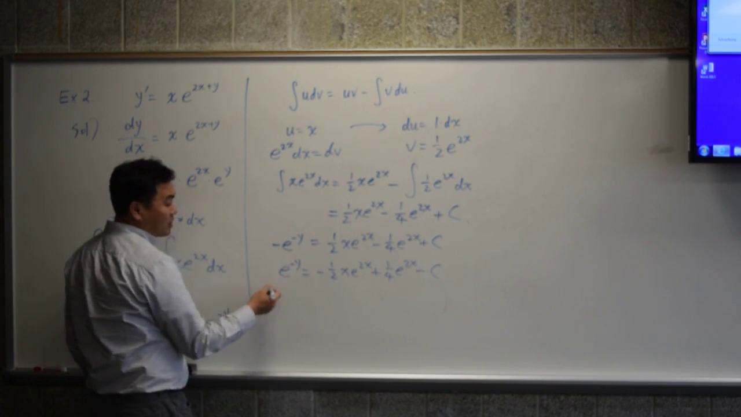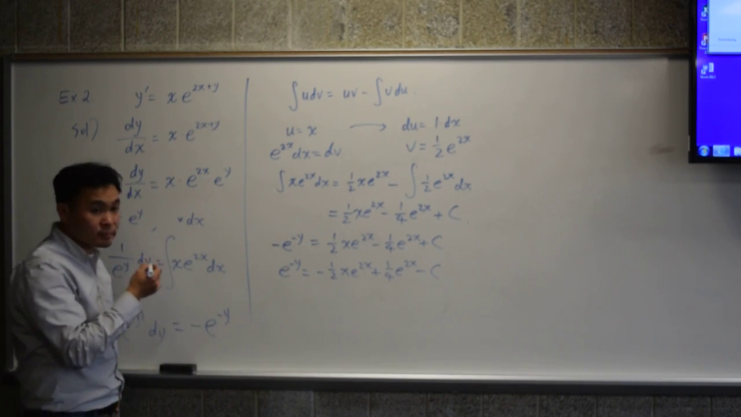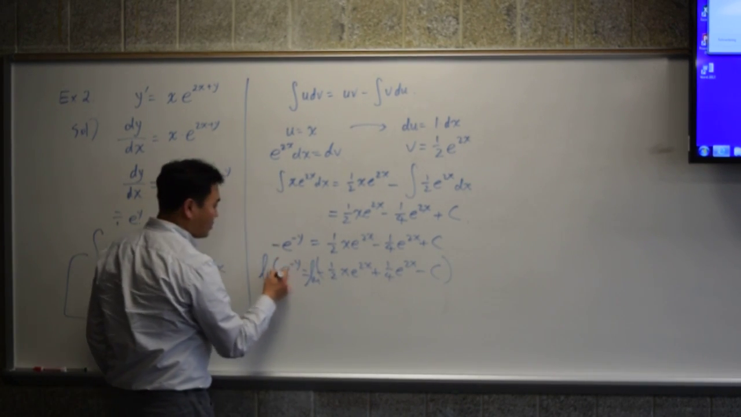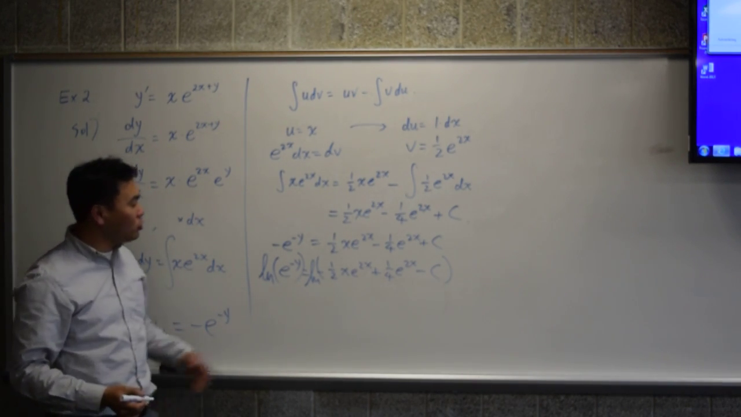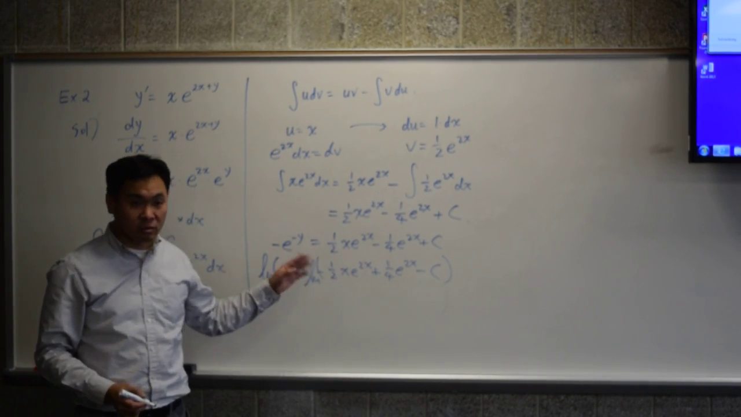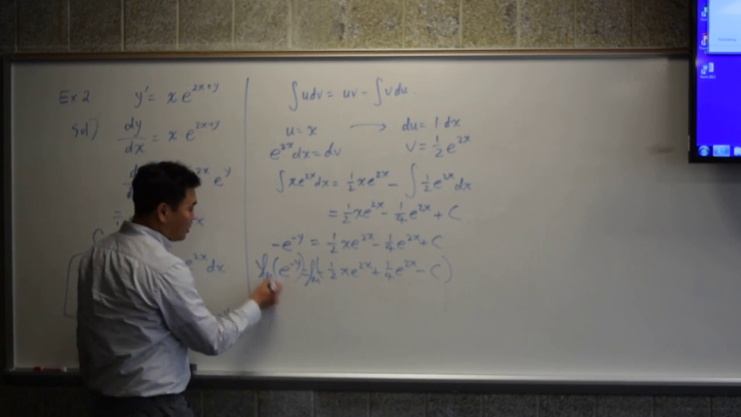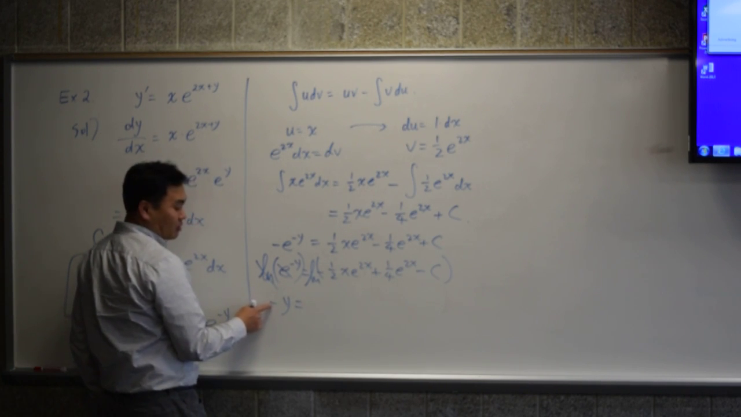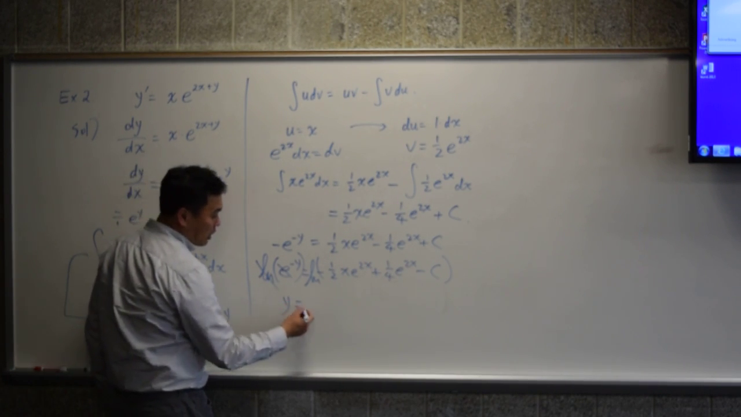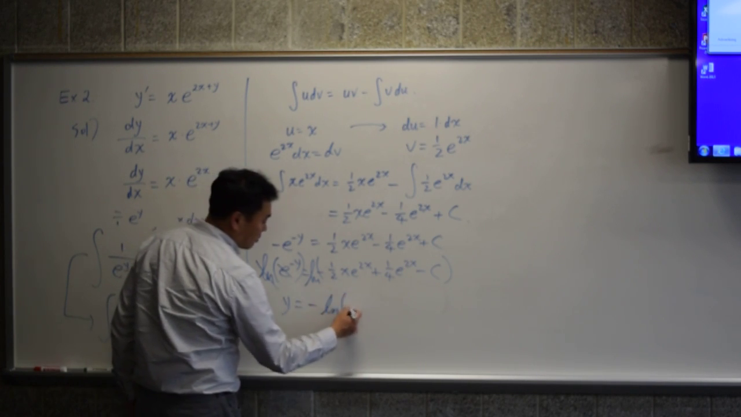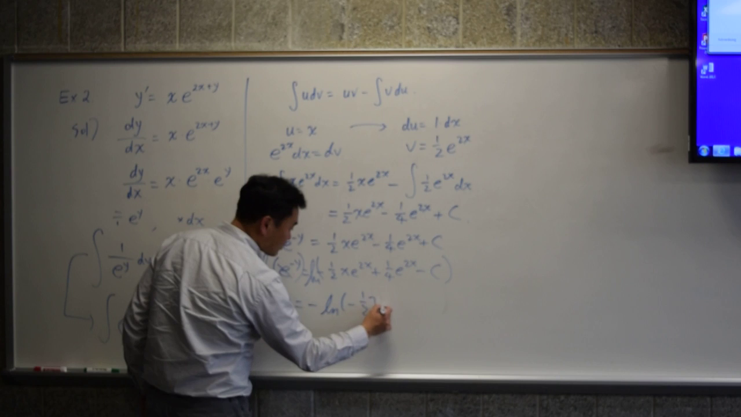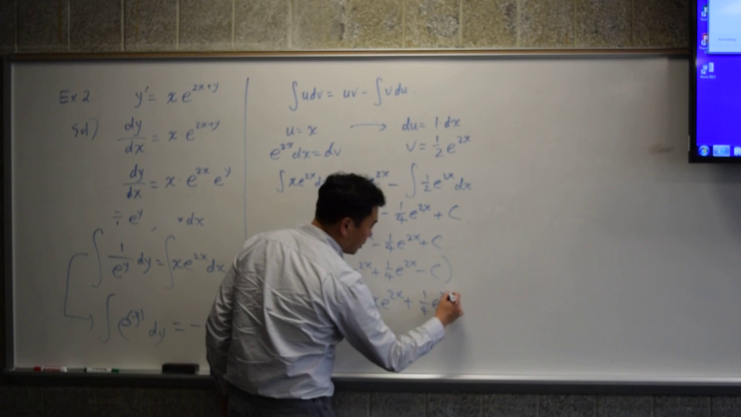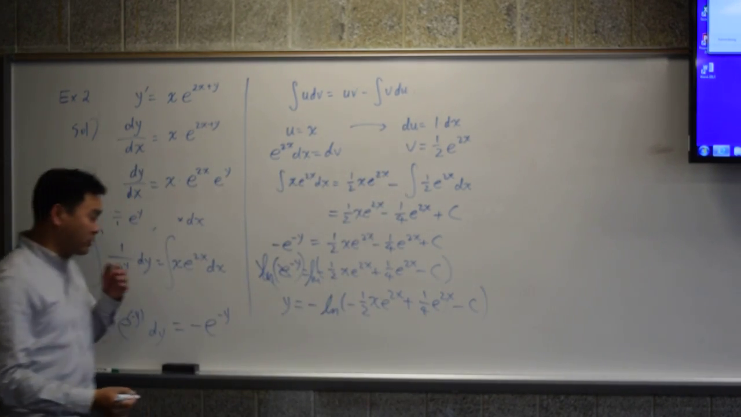And then to get rid of e, what do we do? Natural log. Take the ln, right? Take the ln of the entire both sides. You can't do this term by term. You have to do both sides, the entire thing. So that these two cancel, giving you negative y equals this horrible thing. And then finally, if you multiply by negative, you get y equals negative ln of negative 1/2 and so on. So this will be your answer.